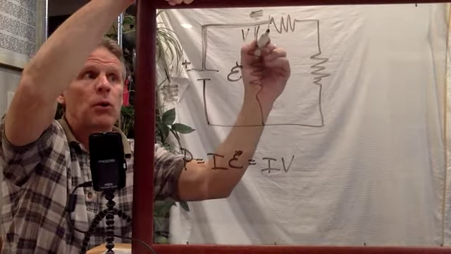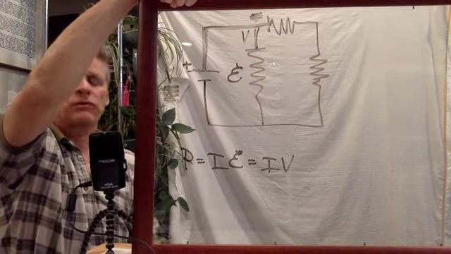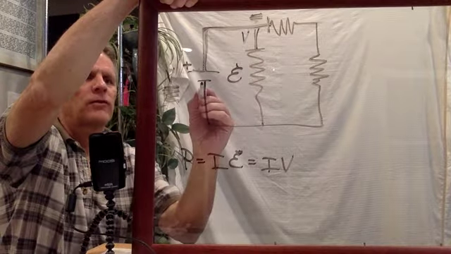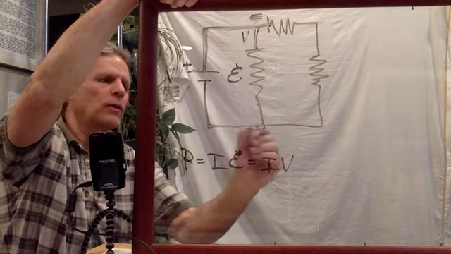Until you get to a component, the potential is equal to V. All right, same thing on the other side. If this is 0, then this is 0 here, this is 0.